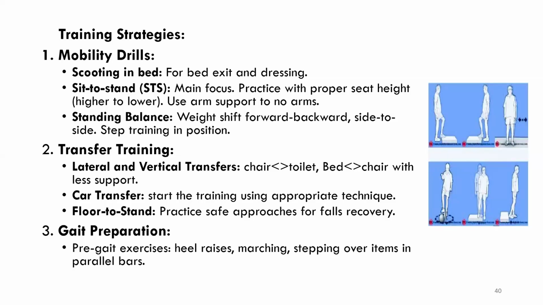If your patient is able to move the affected limb outwards, that's to the side, and then backwards, this ensures flexibility and adequate movement within those joints. And then the transfer training: you encourage lateral and vertical transfers, maybe from chair to toilet, and then coming back from the toilet to sit on the chair, and then bed to chair and vice versa. So you give minimal support at this stage.